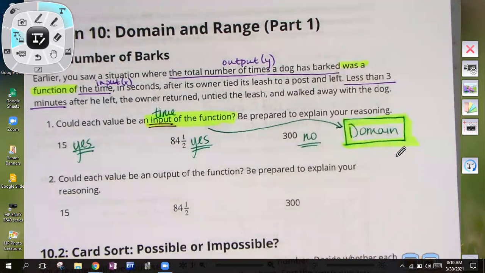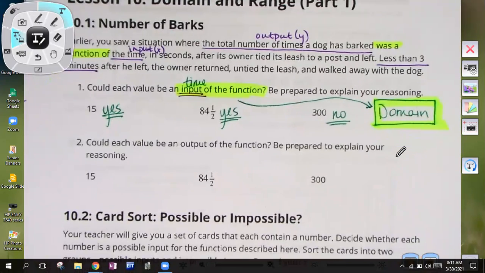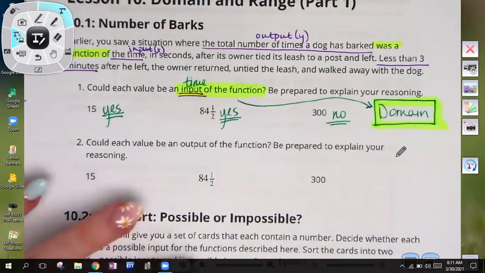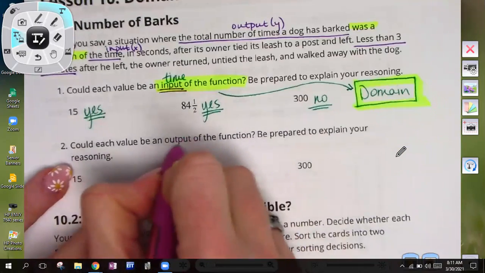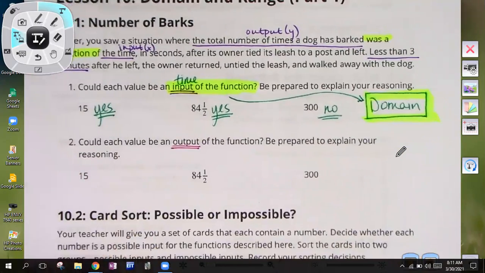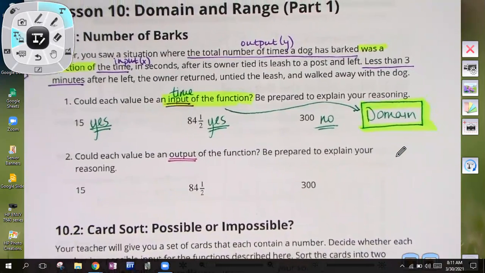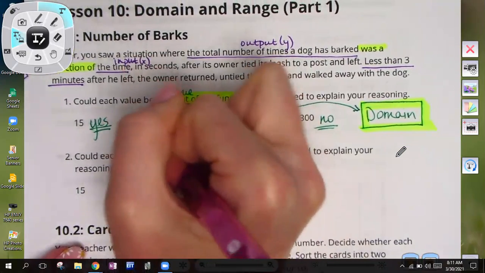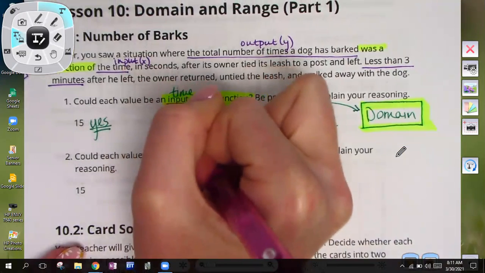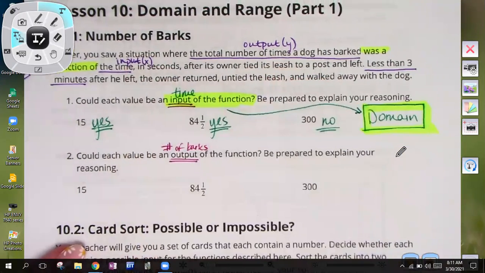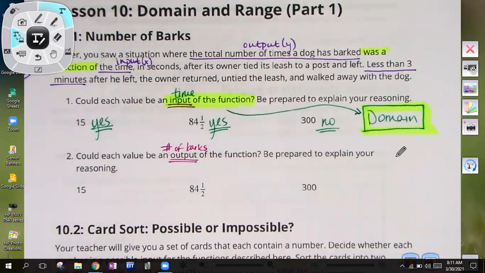All right, next. Number 2 says, could each value be an output of the function? Underline output. What is my output talking about for this situation? What did we say? Total number of times the dog barked. I'm just going to shorten it. The number of barks.